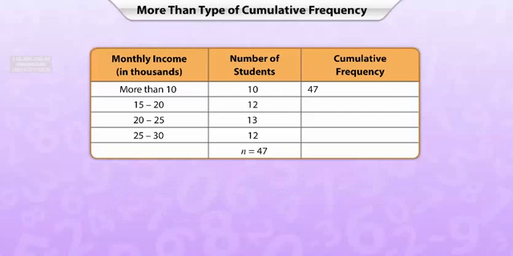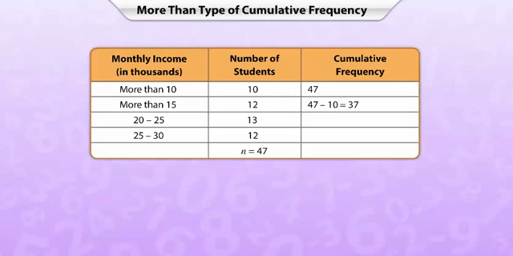The number of students who were offered a package of more than 15,000 rupees per month will be equal to the total number of students, 47 in this case, minus the number of students who got a package between 10 and 15,000, 10 in this case. Hence, we can see that 37 students were offered a package of more than 15,000 rupees per month.